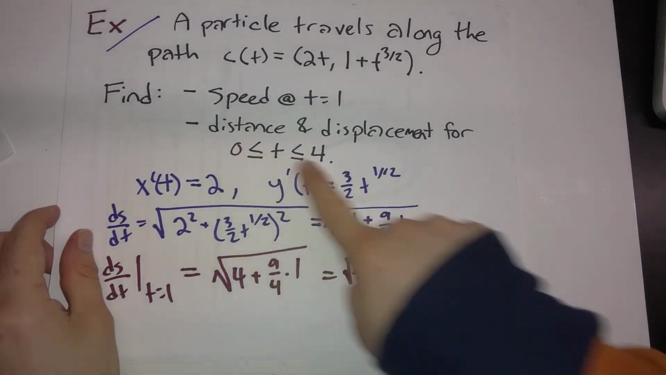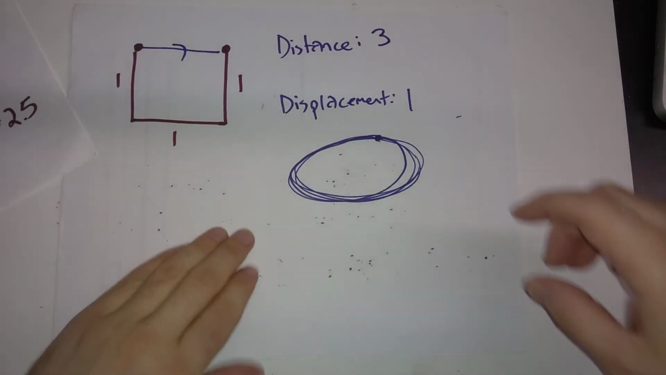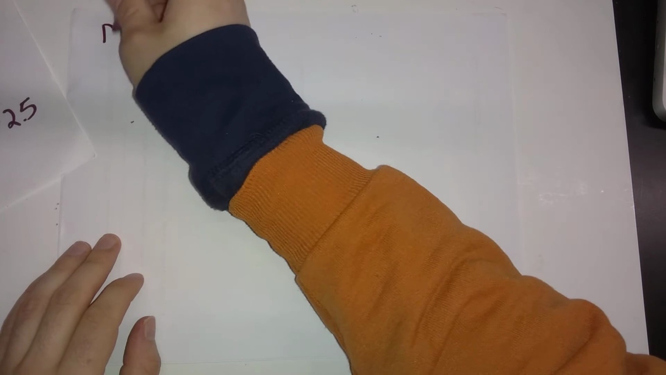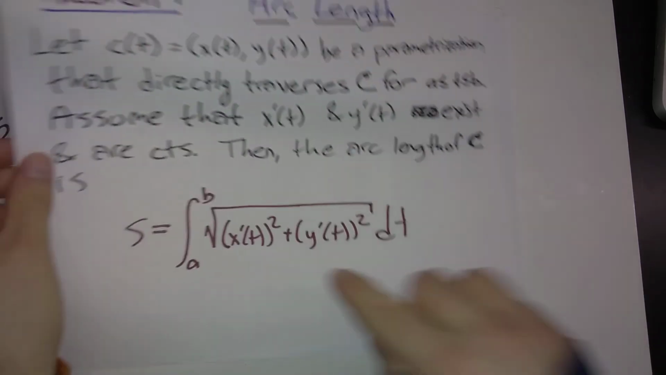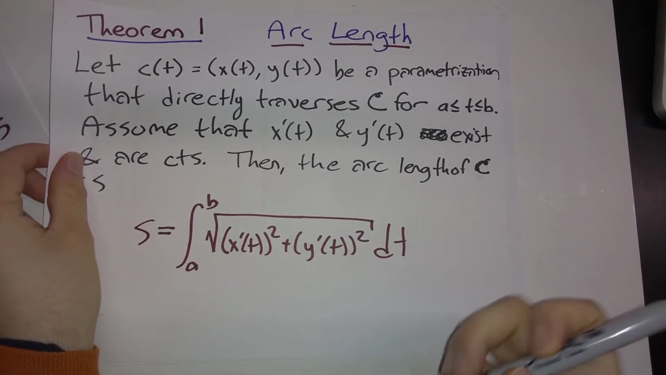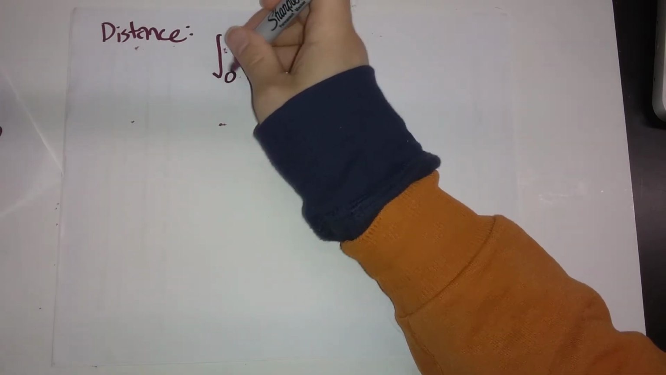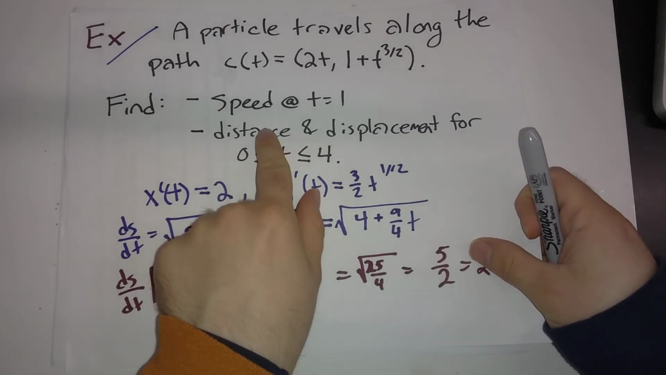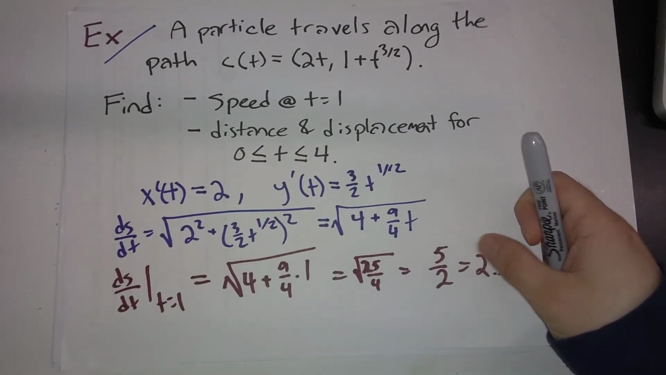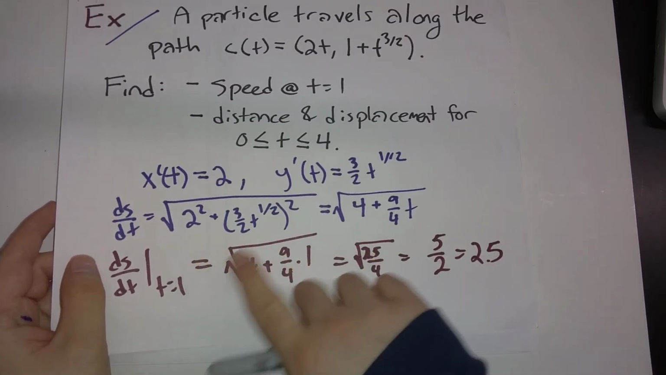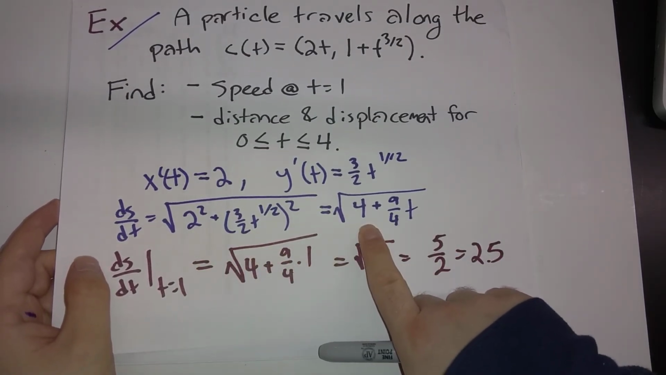Okay, so how do we compute those quantities here? For overall distance, let me go to a new piece of paper here. The distance is going to be exactly this arc length calculation. Arc length is going to be the distance traveled, so that is the integral from 0 to 4, since we are asked for distance with t running from 0 to 4, of the square root of x prime of t squared plus y prime of t squared, and we computed that to be 4 plus 9/4 t here.